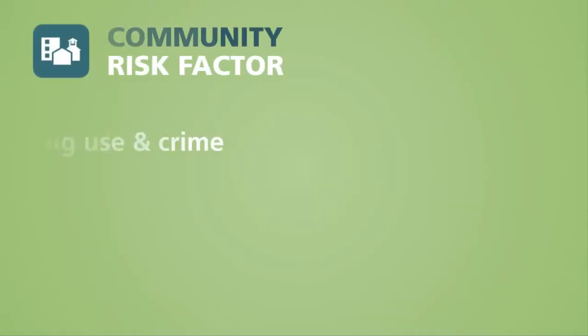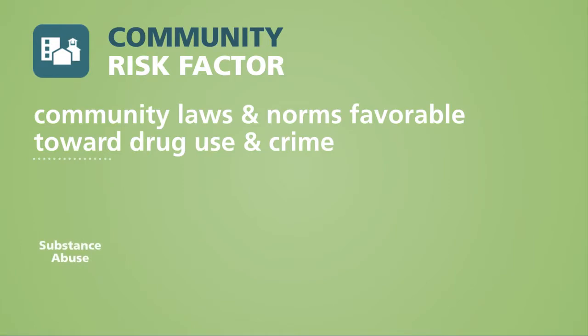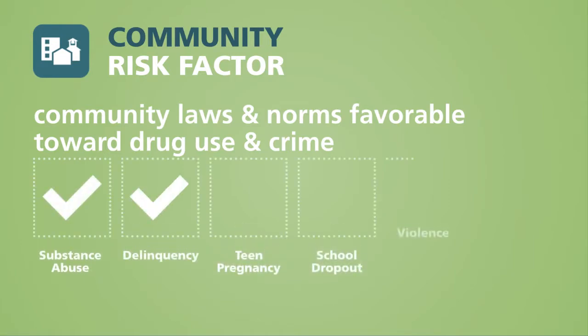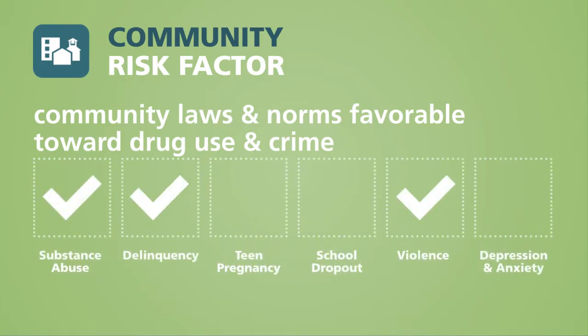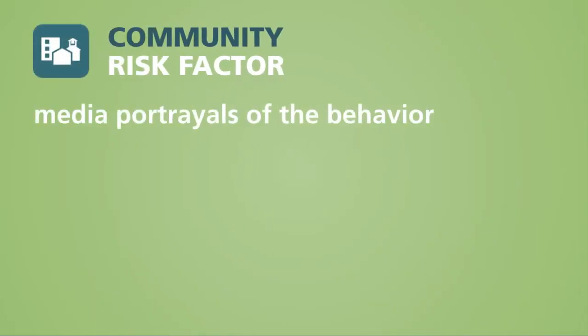The second risk factor is community laws and norms favorable towards drug use and crime. You ask, how can laws be favorable towards crime or drug use? We know it's illegal for young people under 21 to have possession of alcohol. But if when the police are driving through the park, they see a bunch of kids with six-packs and they turn their head the other way and don't do anything about it, that's communicating a norm that law is not going to be enforced. The next risk factor is media portrayals of the problem behavior.